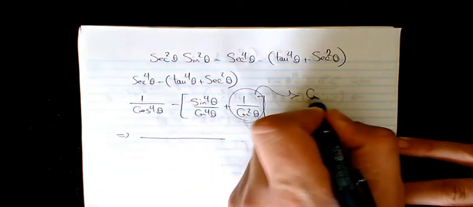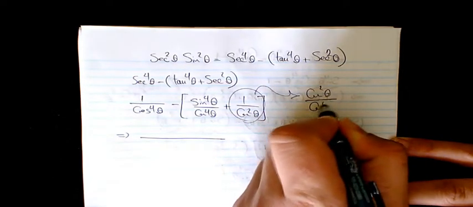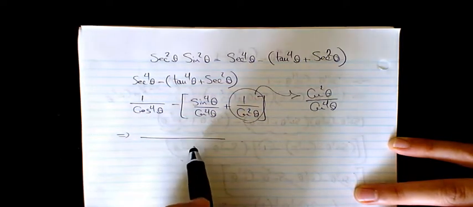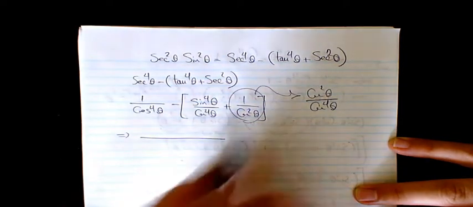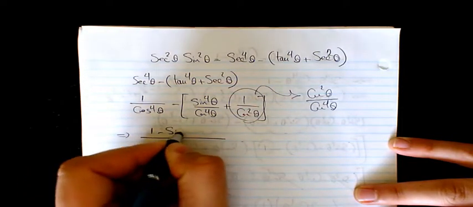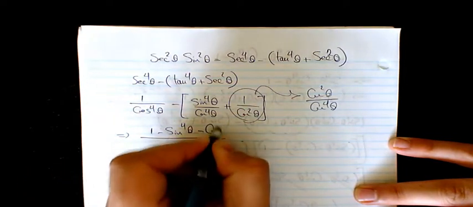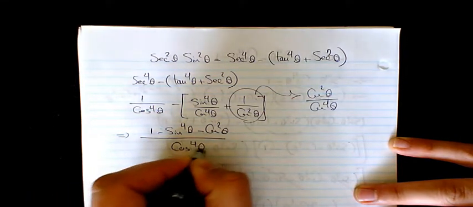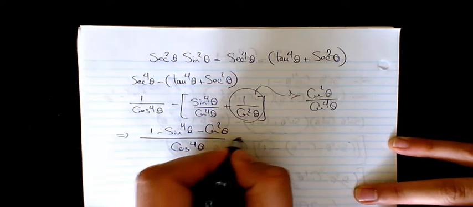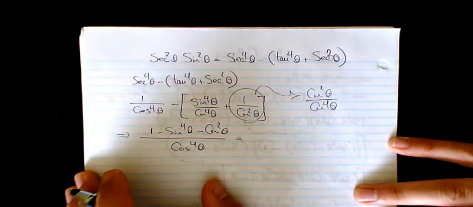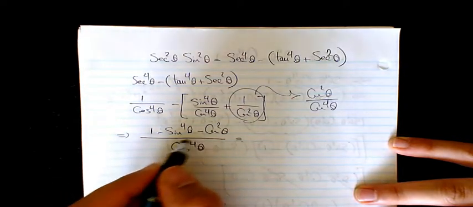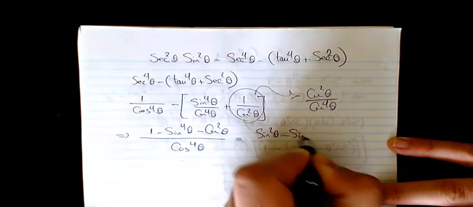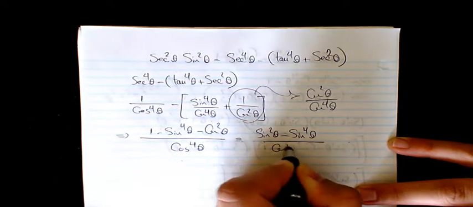I can write it as cosine squared theta divided by cosine to the power of 4 theta to make it the same as the other denominators in the fractions. So I will have 1 minus sine to the power of 4 theta minus cosine to the power of 2 theta divided by cosine to the power of 4 theta. So here I will have 1 minus cosine squared, which is sine squared theta, minus sine to the power of 4 theta, divided by cosine to the power of 4 theta.